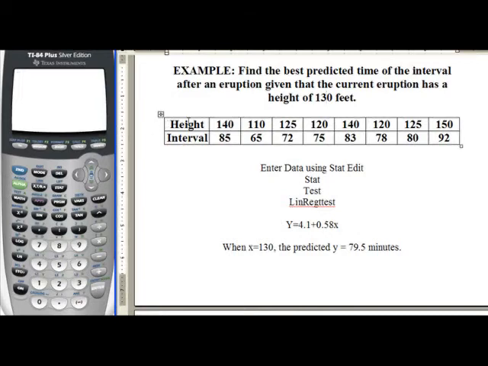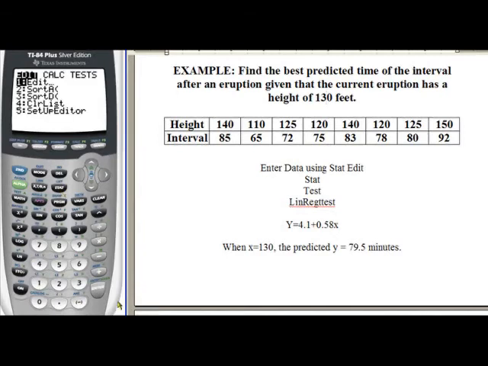We are going to assume the height is going to be your independent variable, and the interval of time is going to be the dependent variable. So given the height, I'm trying to find out the interval of time in minutes of eruptions. So let's go enter the data.